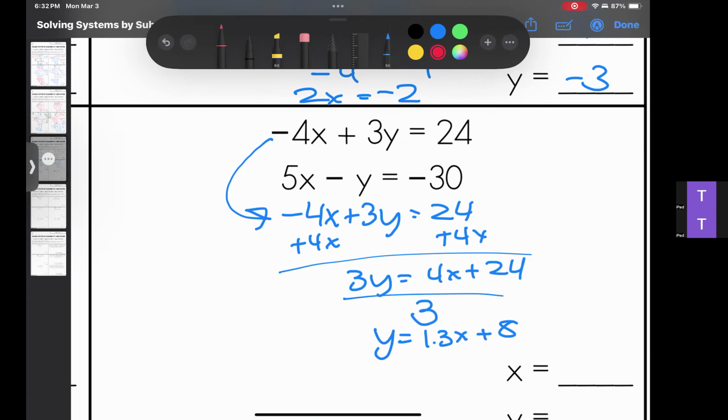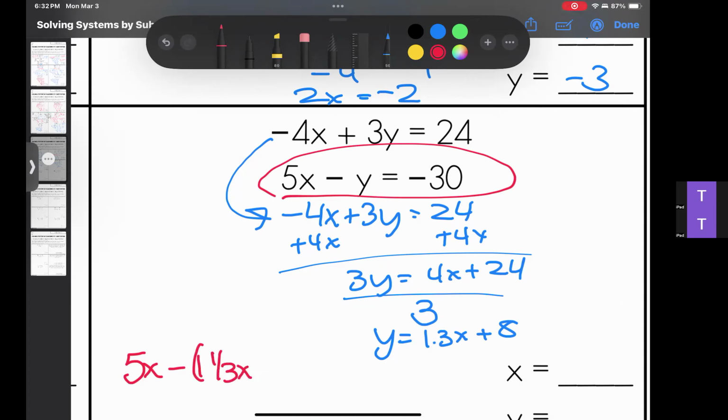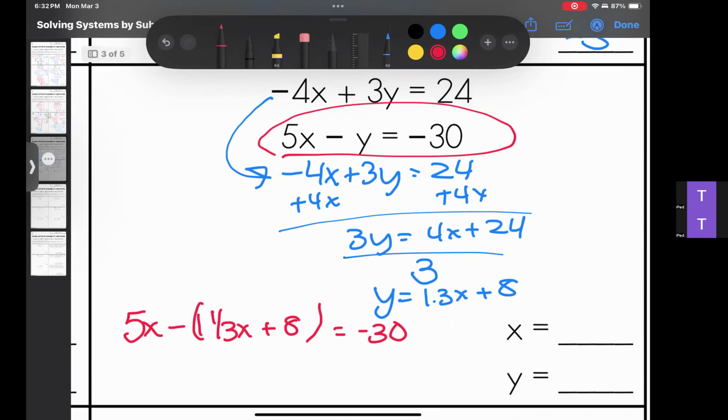Okay. So we're going to come up here and we're going to put 5x minus 1 1/3 x plus 8 is equal to negative 30. Keep making these terrible equations for myself. I wonder if this is like the last one where I'm just choosing the worst direction to go. Okay, hold on. Let me channel my inner equations because we could do elimination, but I don't want to. I don't want to give up my substitution journey.